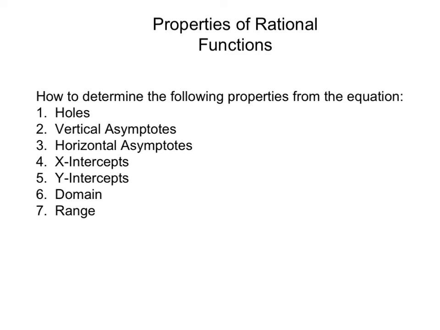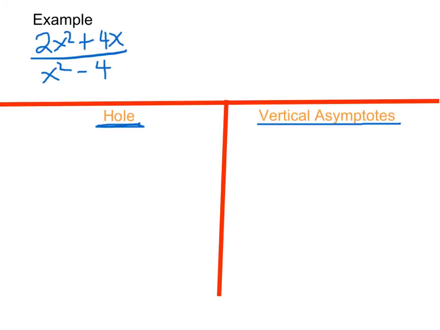This short video will show you how to find the properties of rational functions when you are given the equation. Specifically, we'll be looking at how to find holes, vertical asymptotes, horizontal asymptotes, x-intercepts, y-intercepts, domain, and range. Here is an example. Here we have (2x squared plus 4x) divided by (x squared minus 4).